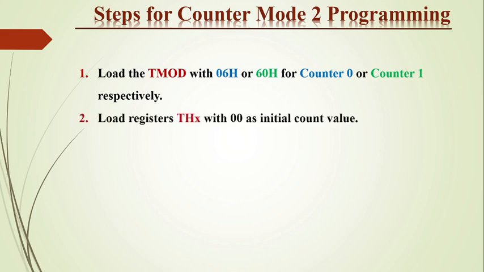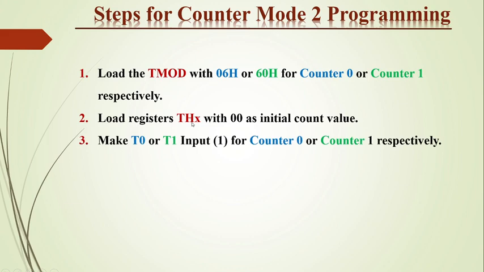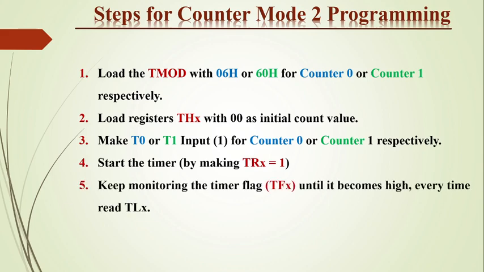Now load the register THx with an initial count, that is 00H. As mode 2 is nothing but an 8-bit auto reload mode, only an 8-bit count can be counted, so we just have to initialize the count for THx only. Now make T0 or T1 inputs for counter 0 or counter 1 respectively. We have to make them 1. Now start the timer by making the TRx bit equal to 1.